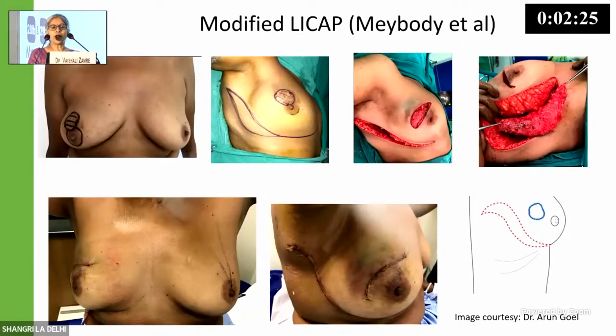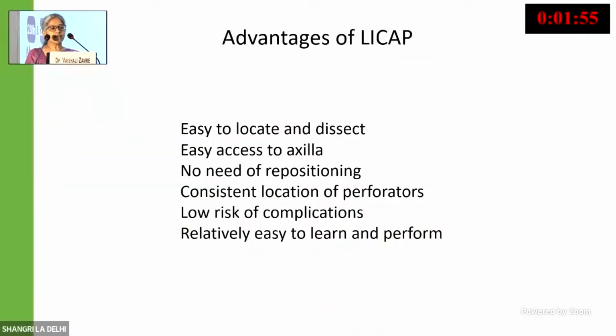Then there is a modification of the LICAP flap suggested by Maybody et al., in which the flap orientation is vertically oblique so that a long transverse scar can be avoided. From the superior aspect of the scar, you can access the axilla, and from the anterior aspect, you can access the laterally placed tumors. Again, a very good modification, suitable for patients with tumors in the lateral quadrant. These are some of the examples.